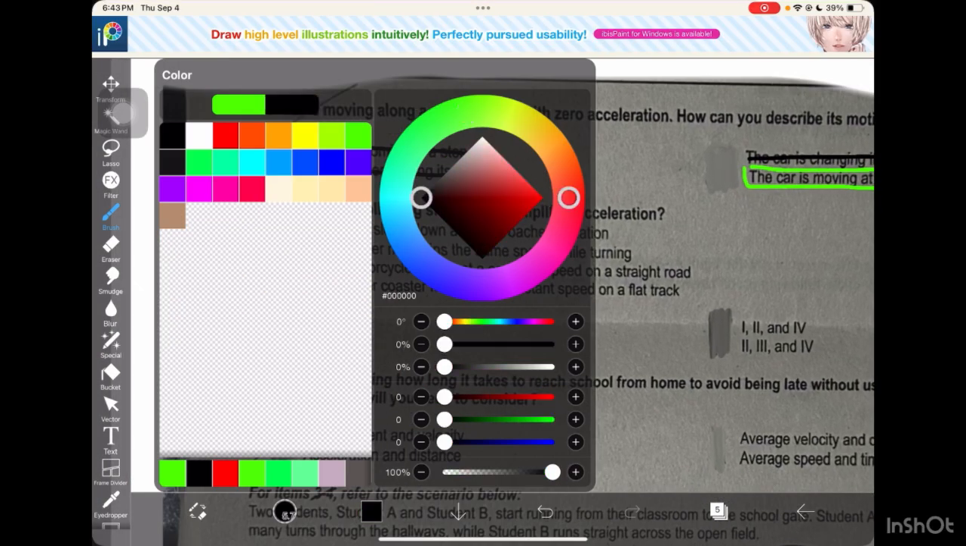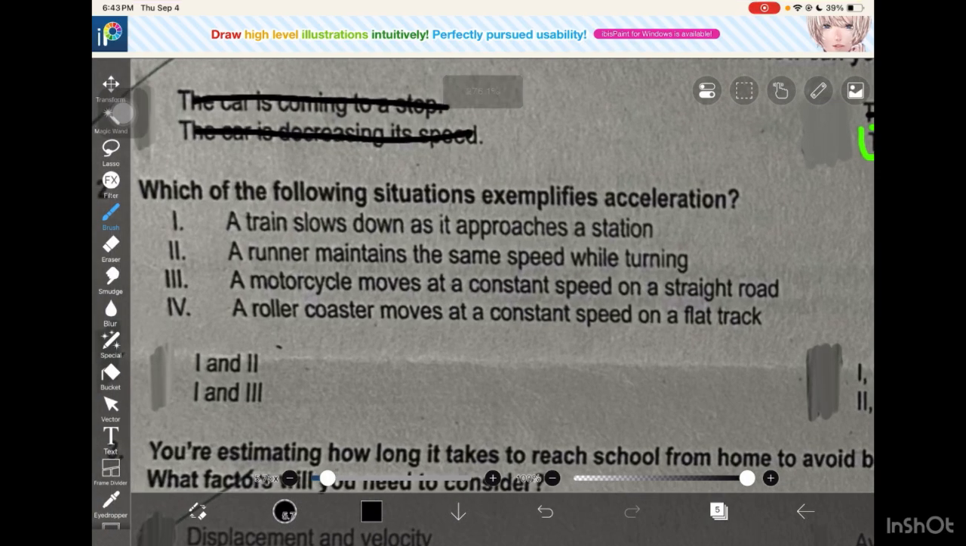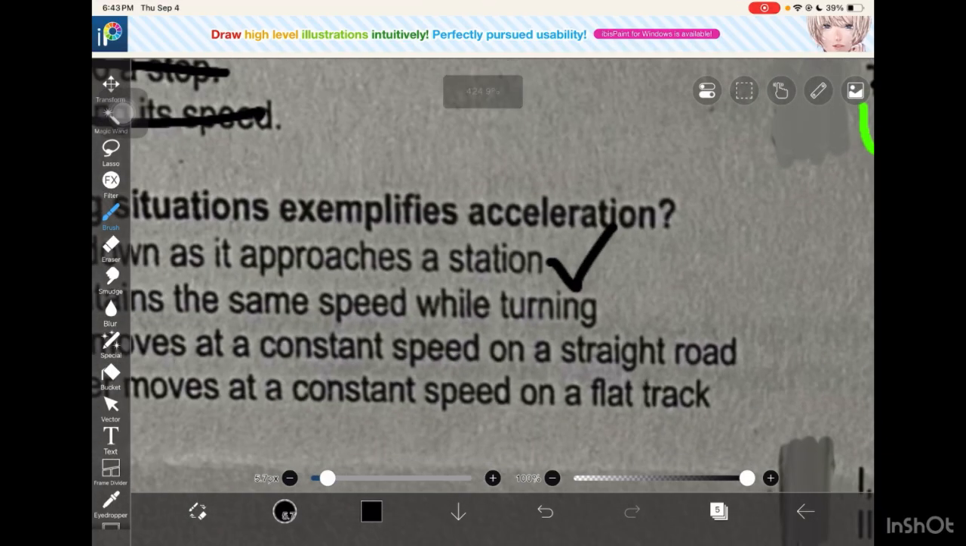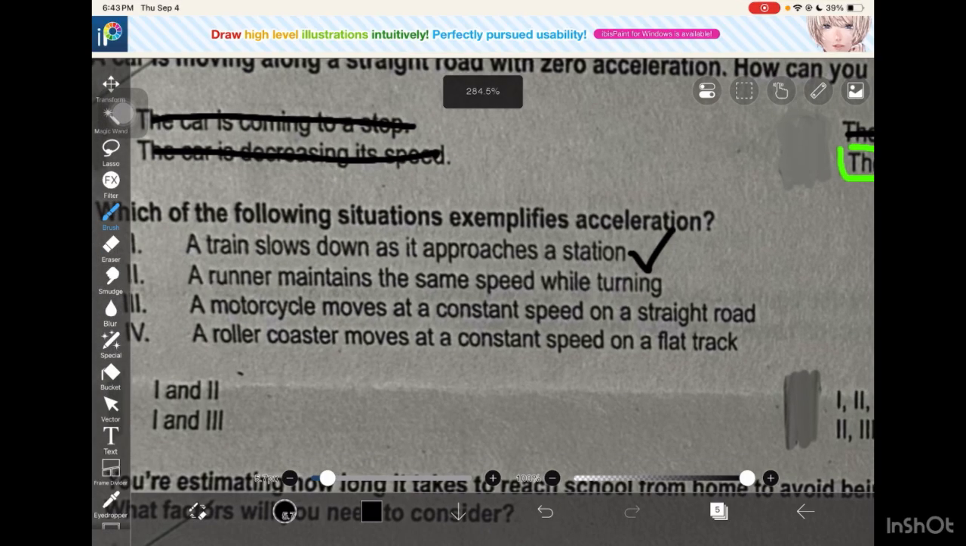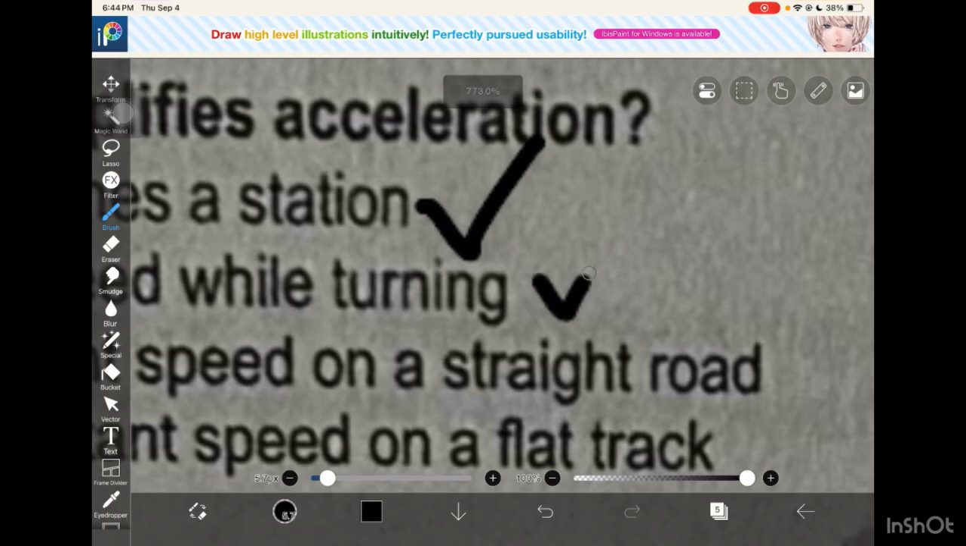Number 2. Which of the following statements exemplifies acceleration? A train slows down as it approaches the station. This is correct because the velocity is slowly but surely changing all the way until it hits rest at 0. Next one. A runner maintains the same speed while turning. Remember that acceleration is not just a change in velocity, but it can also be a change in direction. So if you're maintaining the same speed, but you're approaching a curve and turning, that's still acceleration. So this is also correct.